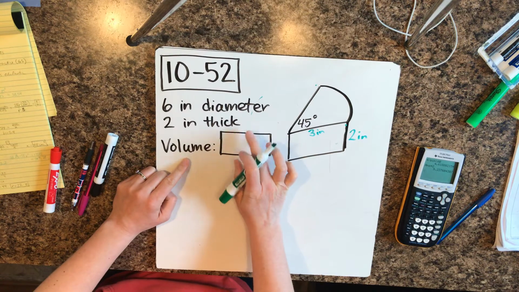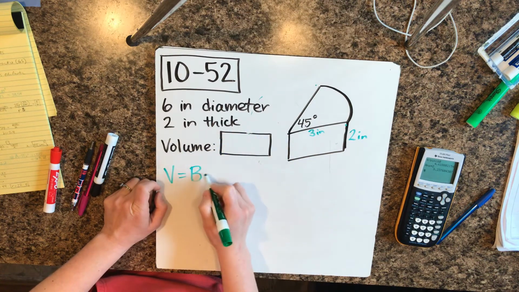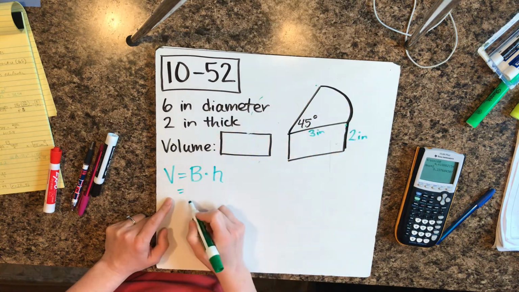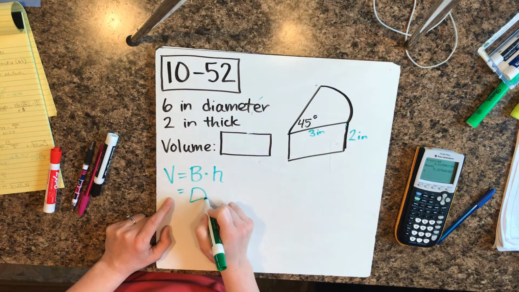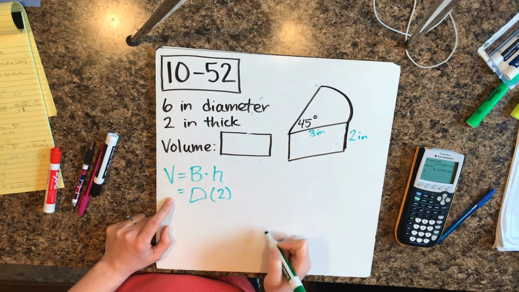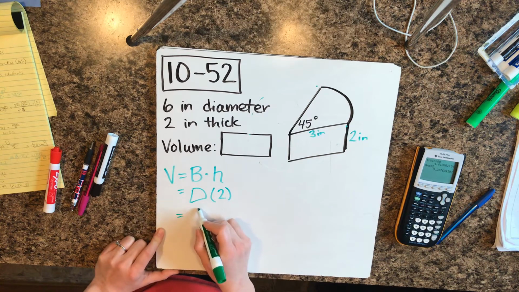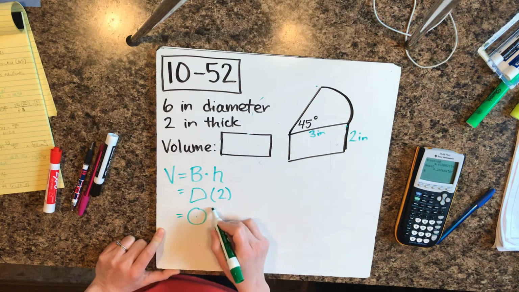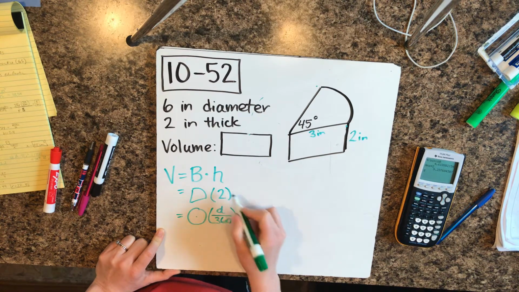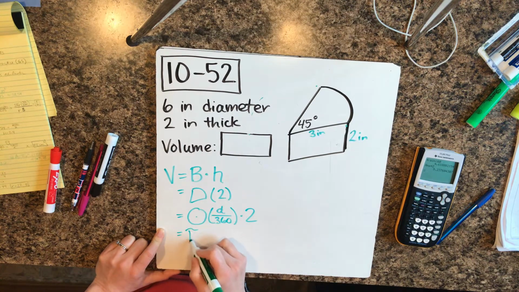Now remember, the volume is the area of the base times the height. Well, the base shape in this case is the sector, or a piece of pizza, a part of the circle. The height in this case is 2 inches. Okay, how do I find the area of the sector? It's the area of a circle times degrees divided by 360, and let's not forget about that too. Okay, area of a circle is pi r squared.